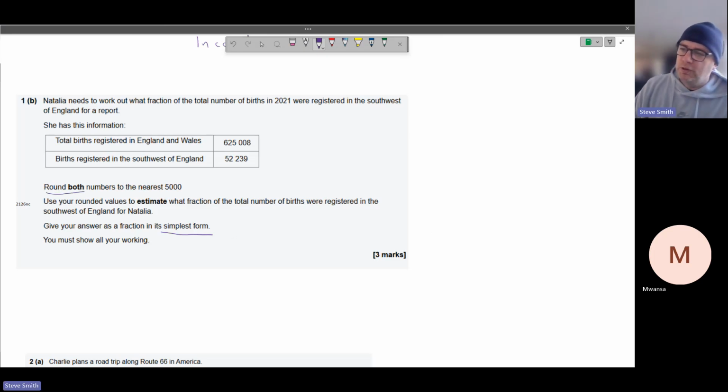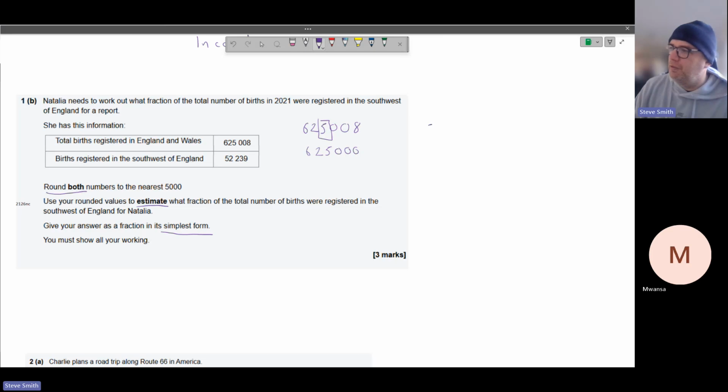Round both numbers. Estimate. It's put 2 of those in bold, so it's quite good. I'm surprised I didn't put that in bold as well. So nearest 5,000. 625,008 to the nearest 5,000 is 625,000. So that's that one done. That one's easy because it's only 8 over the 5,000 mark.